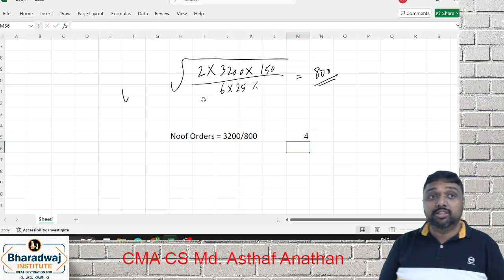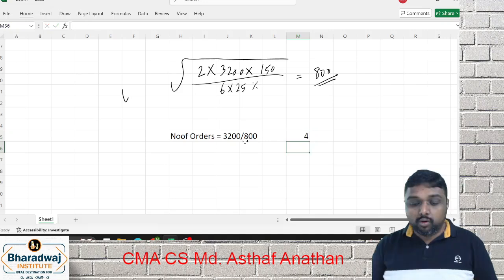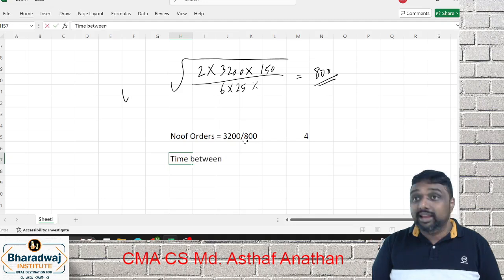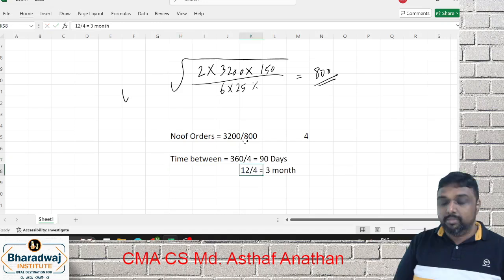Time between two consecutive orders. How can you do this? That is what I gave you earlier in the theory session. Time between two orders will be 360 days in a year divided by 4, which is 90 days. This can be done on a monthly basis also: 12 months divided by 4. So you'll get 3 months. Are you able to understand? Generally we take 360 for this purpose. That is, here 12 months divided by 4 will give 3. Generally, for rounding purposes, 1 month is considered.